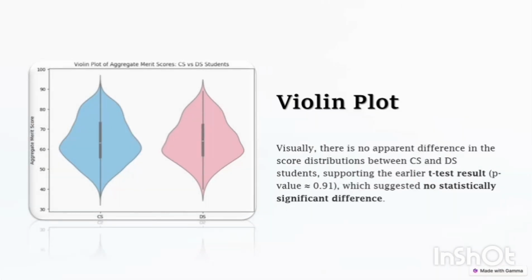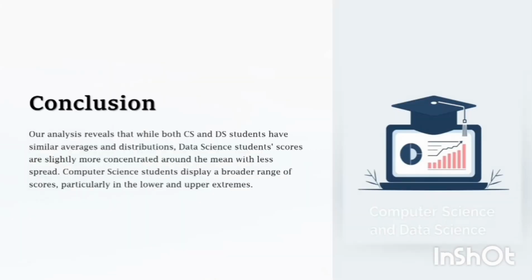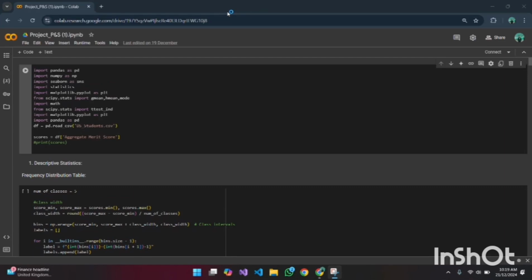Violin plot. Then we used a violin plot to confirm our previous trend, and it shows no difference in the score distribution between the two groups. So, in conclusion, our analysis revealed that while both computer science and data science students have similar averages and distribution, data science students show greater consistency and overall better performance. On the other hand, computer science students have a broader range of scores, particularly in the lower and upper extremes, which shows greater variability.